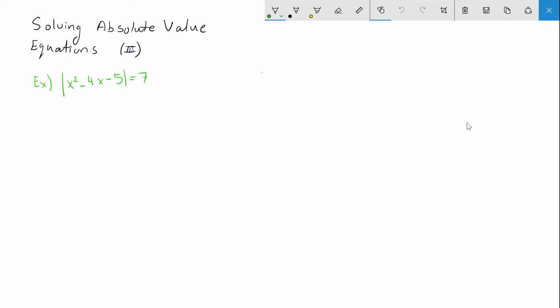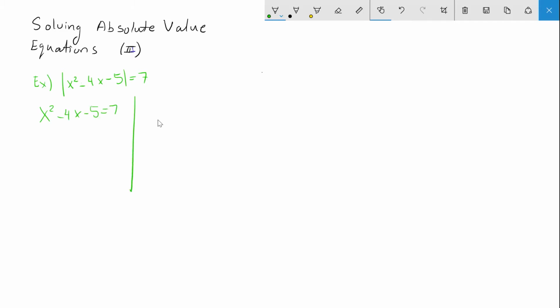Alright, so let's look at one last example for absolute value equations. And this one is much harder than the other ones we looked at, so let's get right into it. Same thing as before, take what's inside the absolute value bars, get rid of the bars, and just copy the question. So we have x squared minus 4x minus 5 is equal to 7.